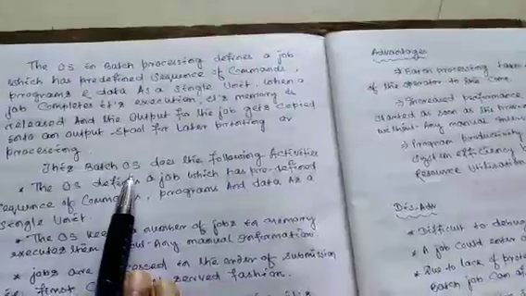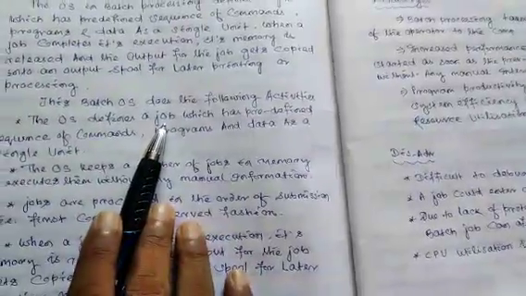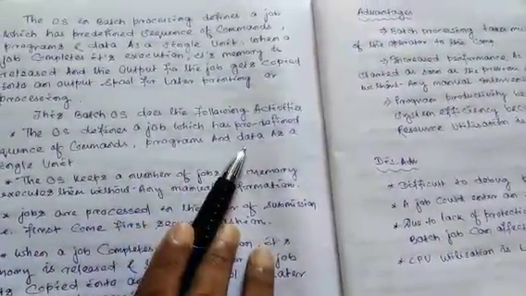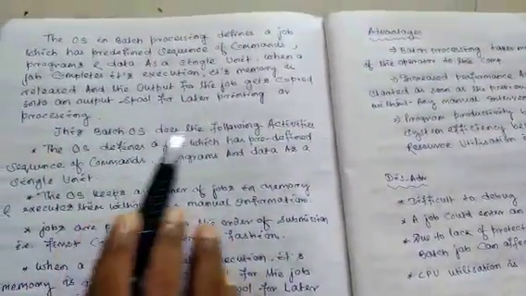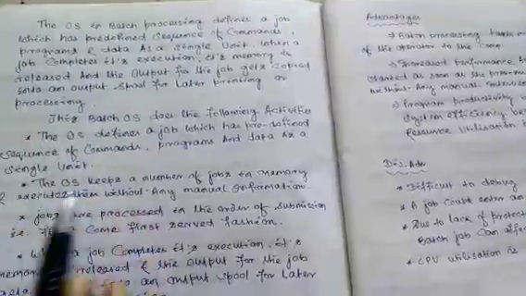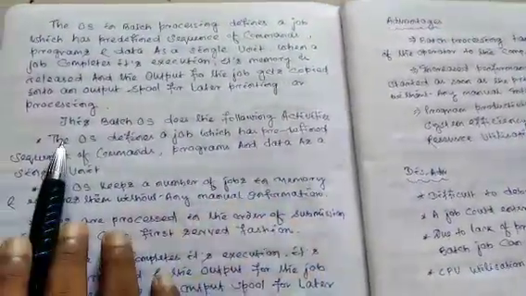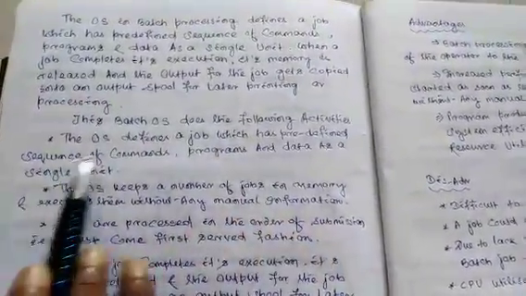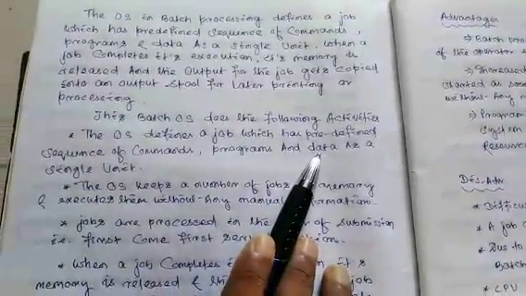So this batch operating system does the following activities. It defines a job which has a predefined sequence of commands, programs, and data, working as a single unit. These are the activities one by one. I have already discussed them, just look at this point. First activity: a predefined sequence of commands, programs, and data are considered as a whole, a single unit.